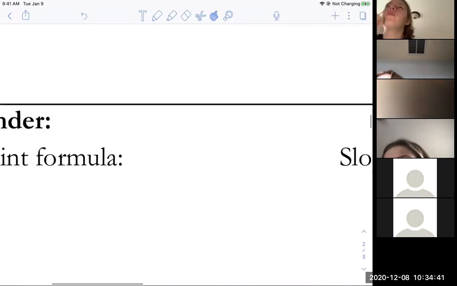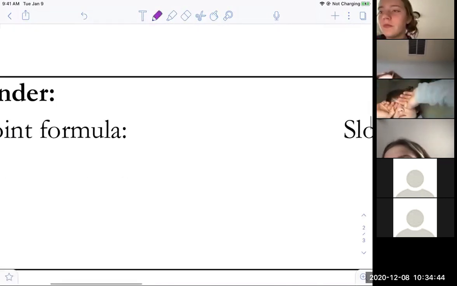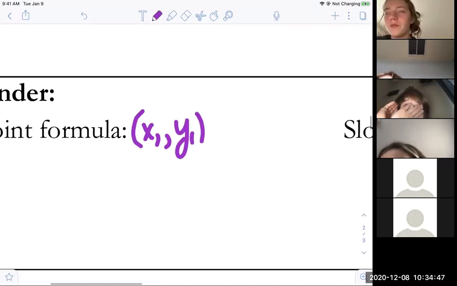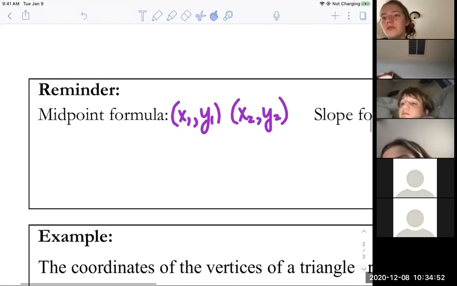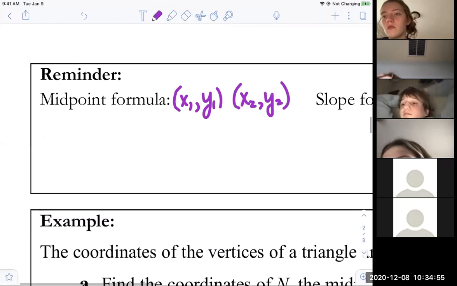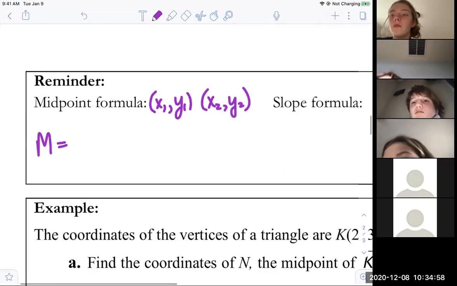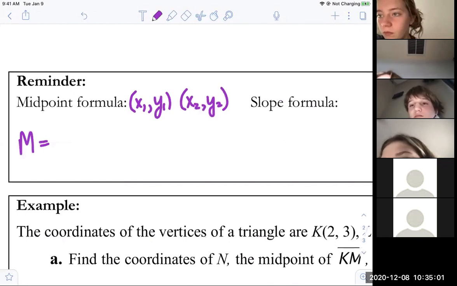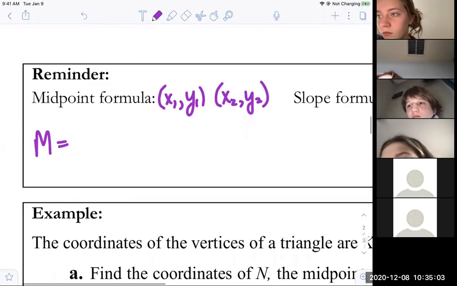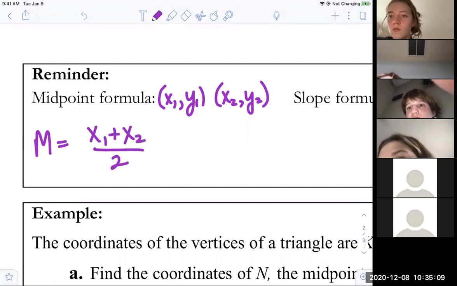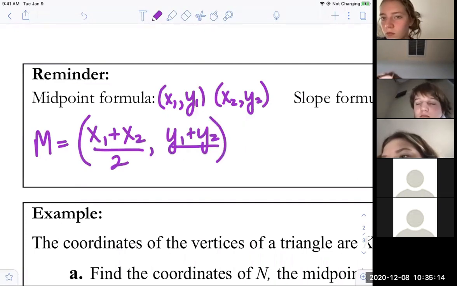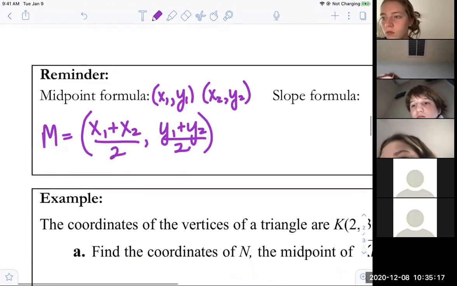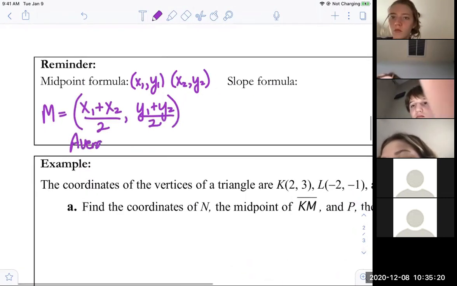So if you have 2 points, x1, y1, and x2, y2, do you remember how to find the midpoint? No? You add the x's and divide by 2. Then you add the y's and divide by 2. We're averaging the x's and we're averaging the y's. Oops, divide by 2. Because the midpoint's halfway.